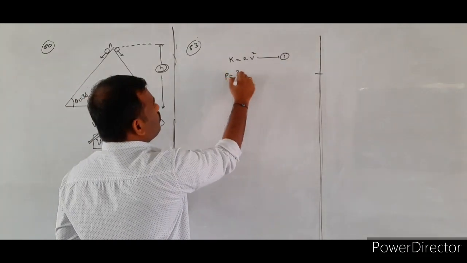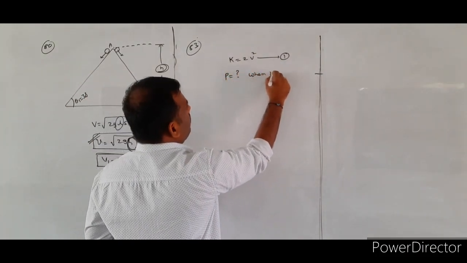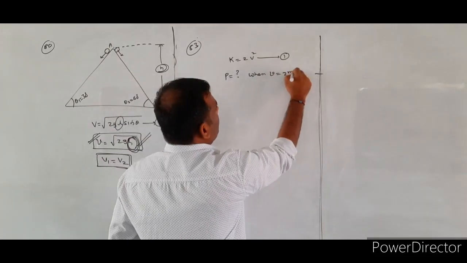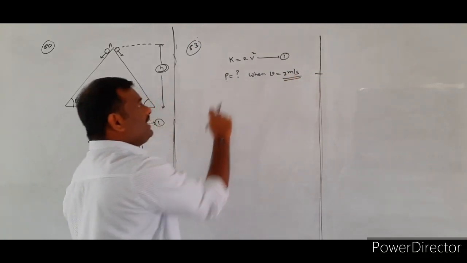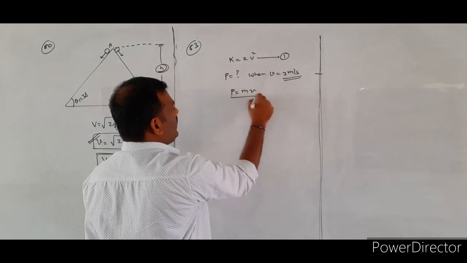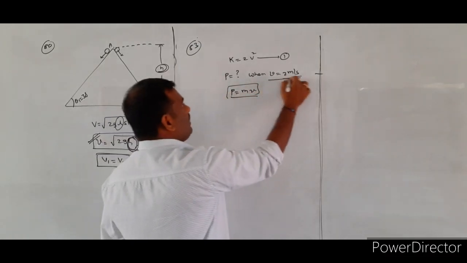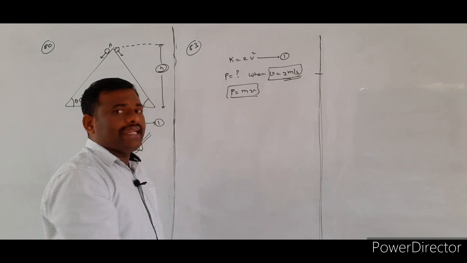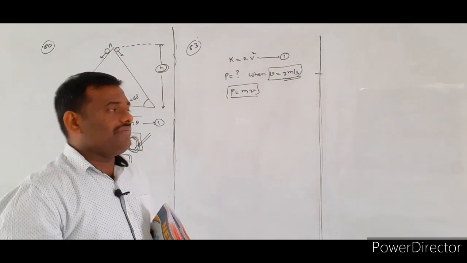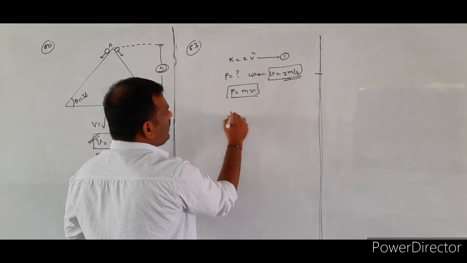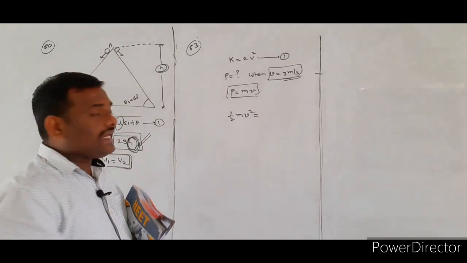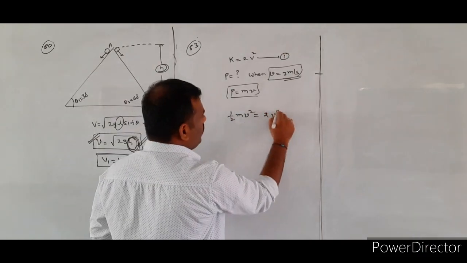They are asking the momentum of the body when the speed is 2 meters per second. So when you calculate the momentum of the given object, the formula will be P is equal to mv. They mentioned the velocity value, but they didn't give the mass of the body. So first we have to calculate the mass of the given object. From this relation, kinetic energy formula is equal to half mv square, and whose value is equal to 2v square.